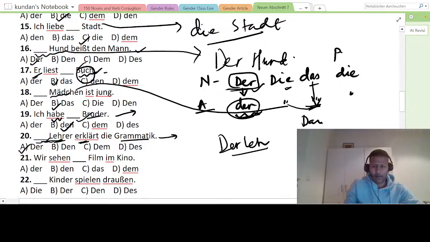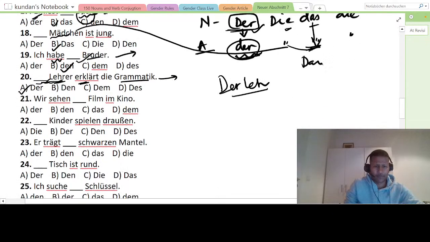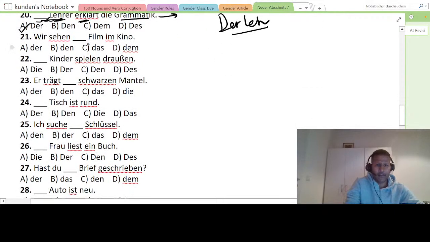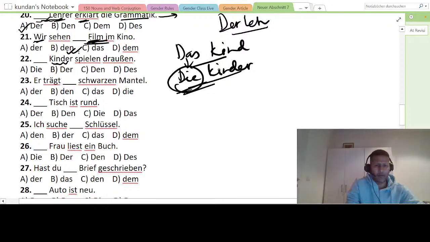Now let's solve question number 21. So wir sehen den Film im Kino. We see a film in the theater. Okay. So you are seeing a film. So this is accusative, right? You are the subject. You are doing something on this film. So this is accusative. So the film becomes what in accusative? Which will not change, because what is the reason? Because this is subject. So this will remain the same, die Kinder. So the right answer is A.